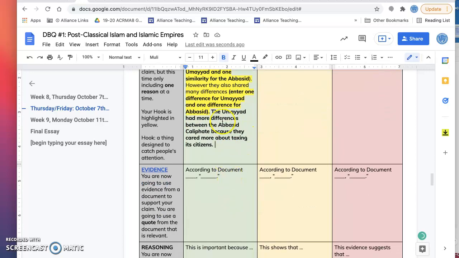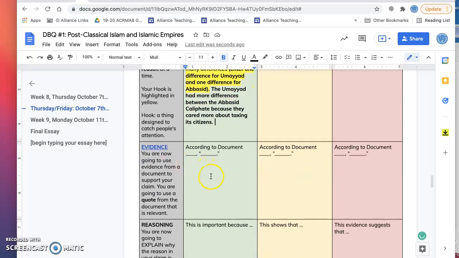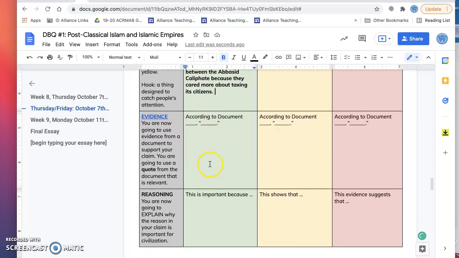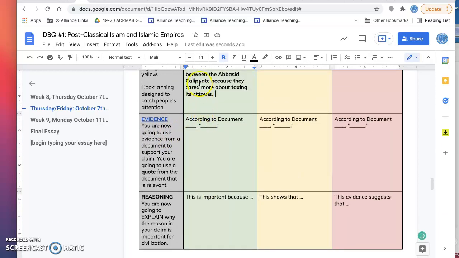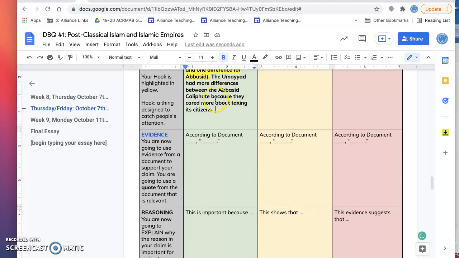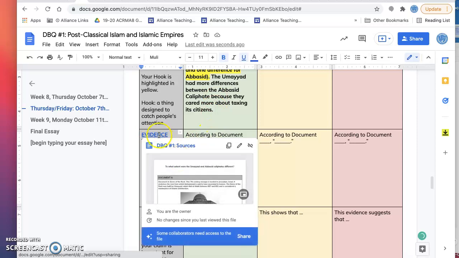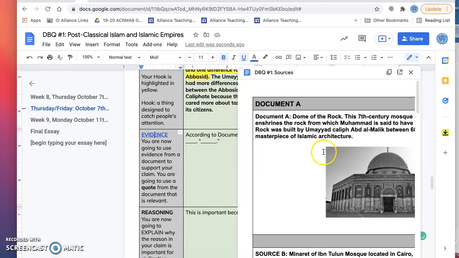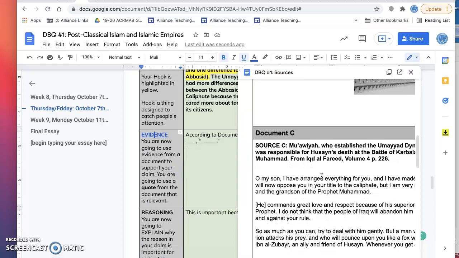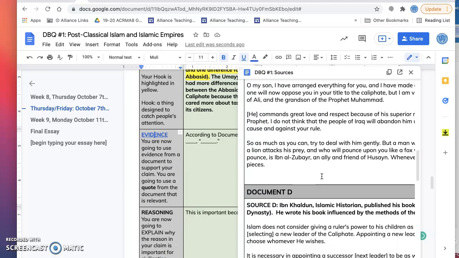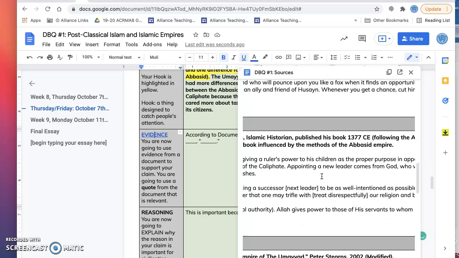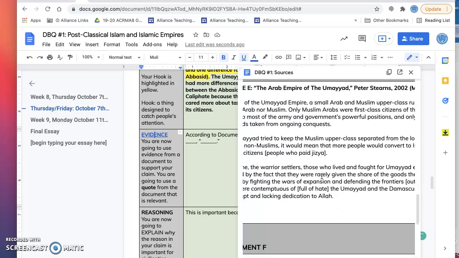So from then, I would start gathering my evidence. So I will go to this box right here. Which document are you going to use that supports this claim that they're taxing their citizens? All right, so you can click this link. It'll take you back to that evidence sheet. All right, and based on this, you would find your document that supports your answer.